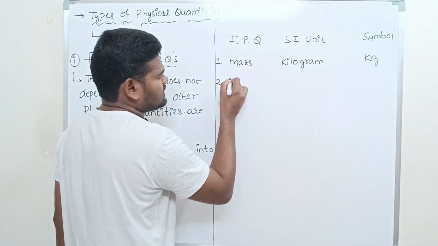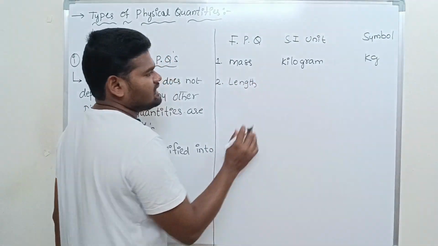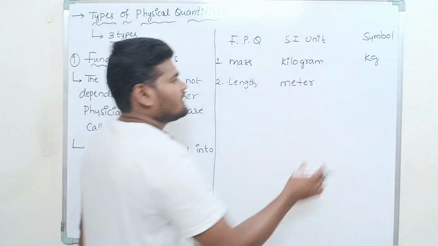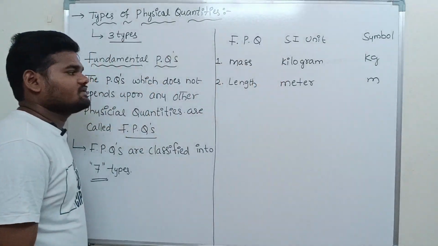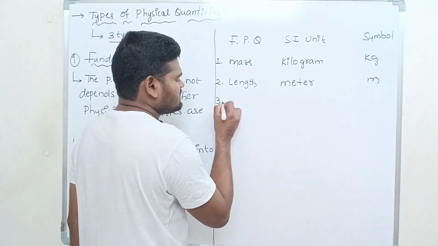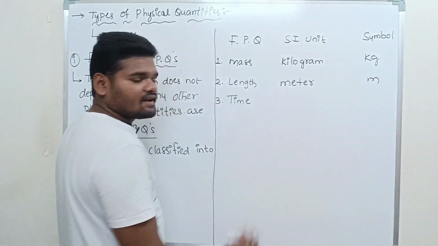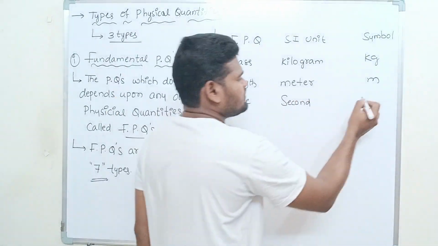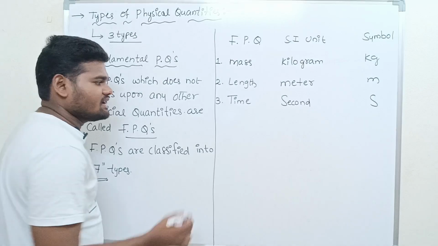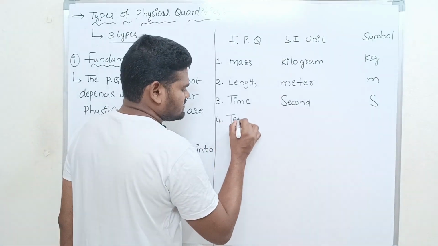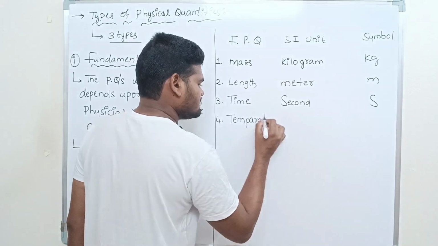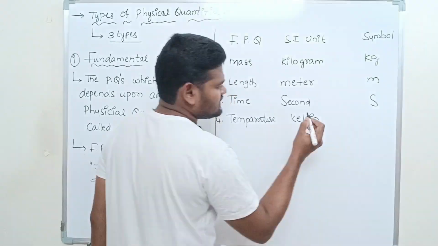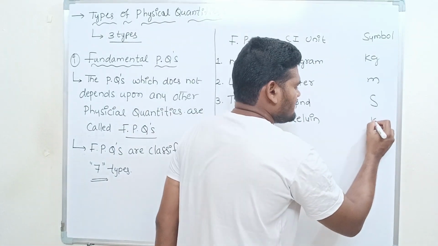The second one is length. Its SI unit is meter, and its symbol is small m. The third one is time. Its SI unit is second, and its symbol is s. The fourth one is temperature. The SI unit of temperature is Kelvin, and the symbol is K.